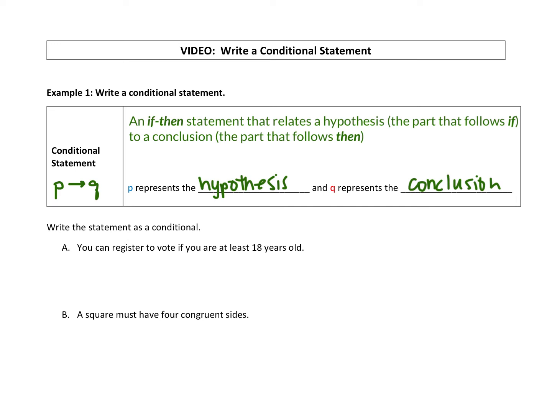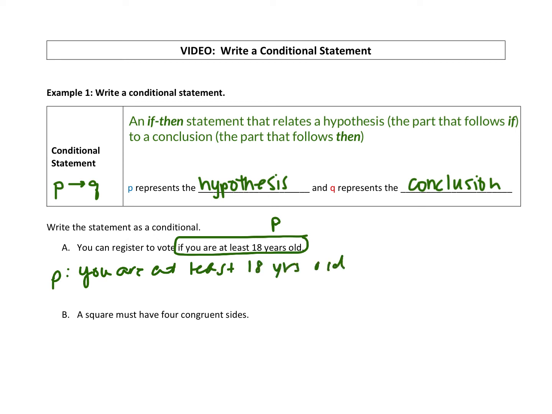We're going to write the statement as a conditional. So our first statement is, you can register to vote if you are at least 18 years old. So general rule of thumb, the if part is your hypothesis. And your hypothesis, we have a little symbol to represent that. That's your P. So we'll go ahead and just make sure we've got all our details here. Our hypothesis is you are at least 18 years old. The conclusion is going to be that you can register to vote. So our Q, I'll put a Q above that, our conclusion is you can register to vote.